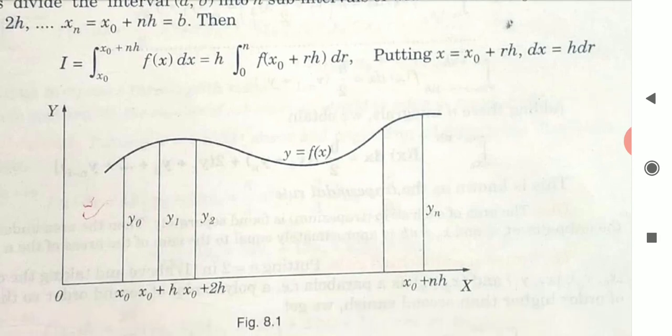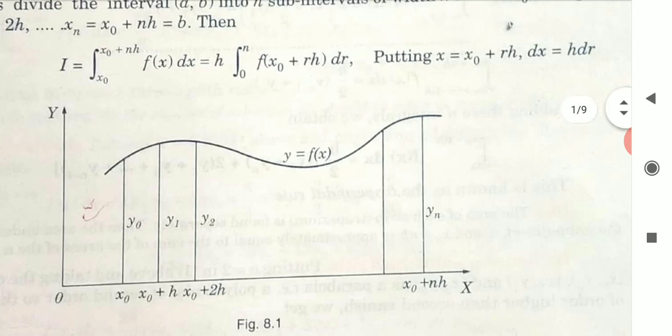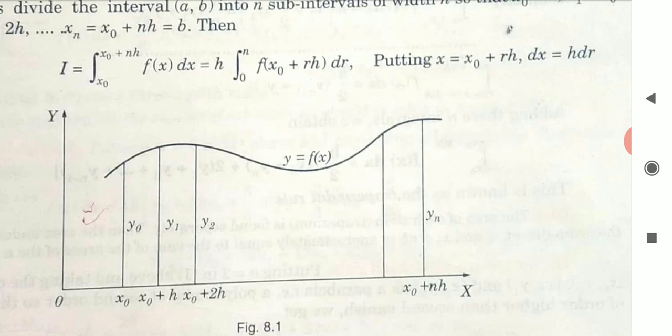So that will take the form h into integration 0 to n. Why will x0 be 0? Can anybody tell me? Because the converted integration is with respect to r, and when you write x minus x0 upon h, it will be 0. So r will be equals to 0 to n.